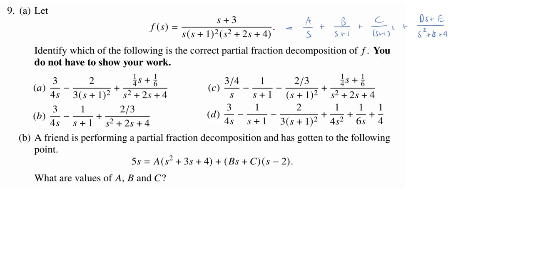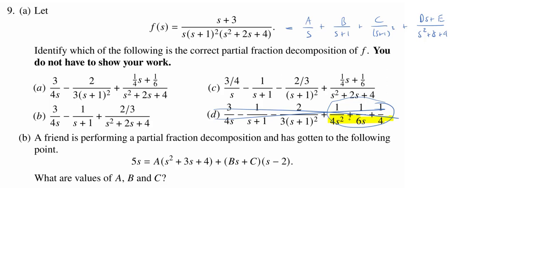So probably the first one that jumps out at me is answer D, because, well, this A could be 3/4, that would be fine. Then there's something over s plus 1, something over s plus 1 squared. But then it's not s squared plus 2s plus 4 down here. It's been broken up into 3 different fractions, right? So this right here worries me quite a bit. There's just no way that's going to work. That's bad. So we're just getting rid of D.